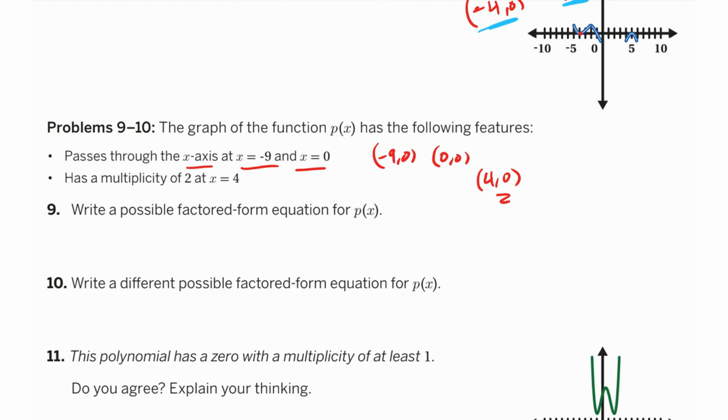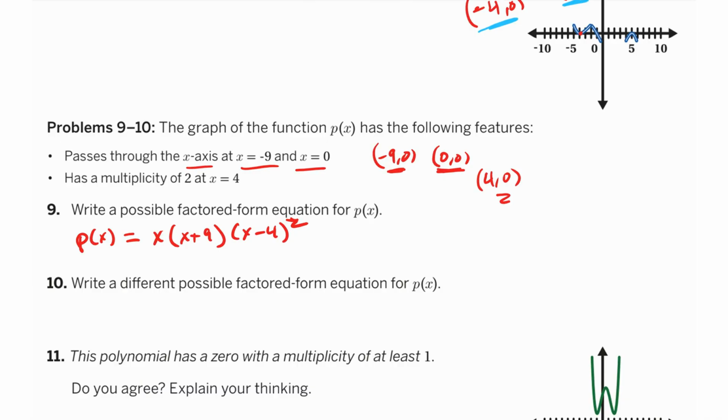And so when I write the possible factored form of the equation, I could say p of x is equal to x plus 9, so dealt with that, and then x minus 4, and then it says it has a multiplicity of 2, so x minus 4 squared. Number 10, write a different possible factored form equation for p of x.